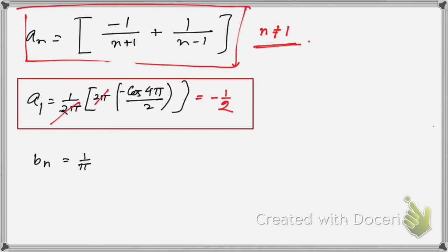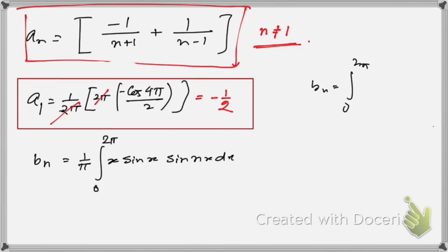1 by pi integration from 0 to 2 pi. Then our f of x is x sine x. Then here again we have to put sine nx dx, right? Because what was the formula? bn is equal to 1 by pi integration from 0 to 2 pi f of x sine nx dx, right? That was the formula. So here f of x is nothing but x sine x, right? So hope you have understood this.